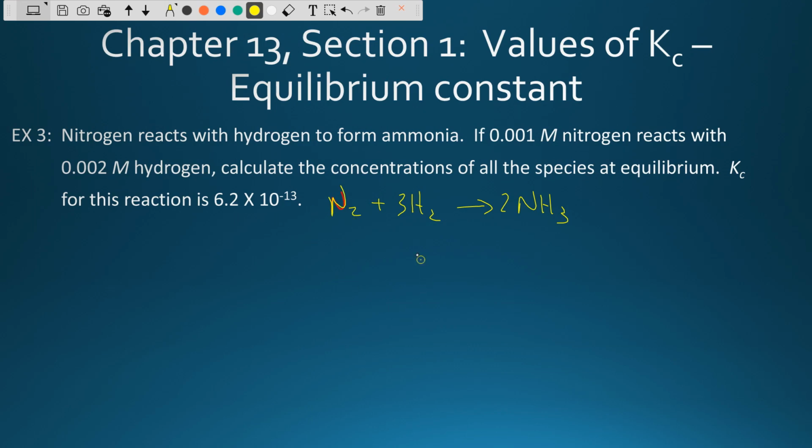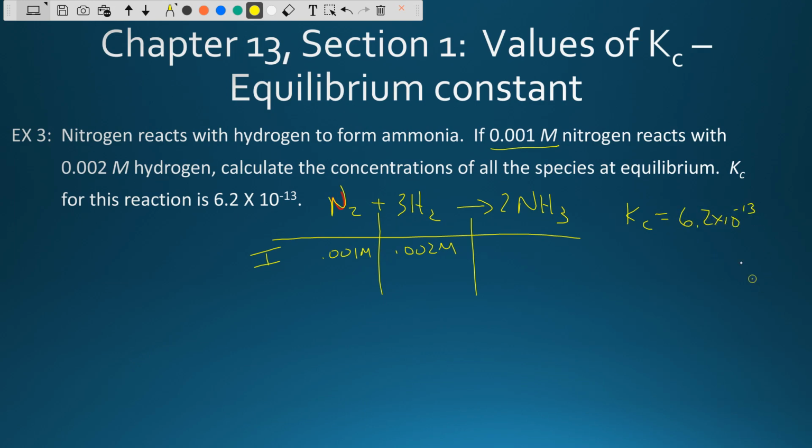All right, let's make ourselves an ICE chart to break down what's going on. I see that it's reacting, and I'm already given my concentrations. It doesn't say anything about volume, so we must assume that we have 0.001 molar here, and 0.002 molar here. We want to calculate the concentrations at equilibrium if my K value is already given: 6.2 times 10 to the negative 13. This small value tells me I'm not going to get much product.